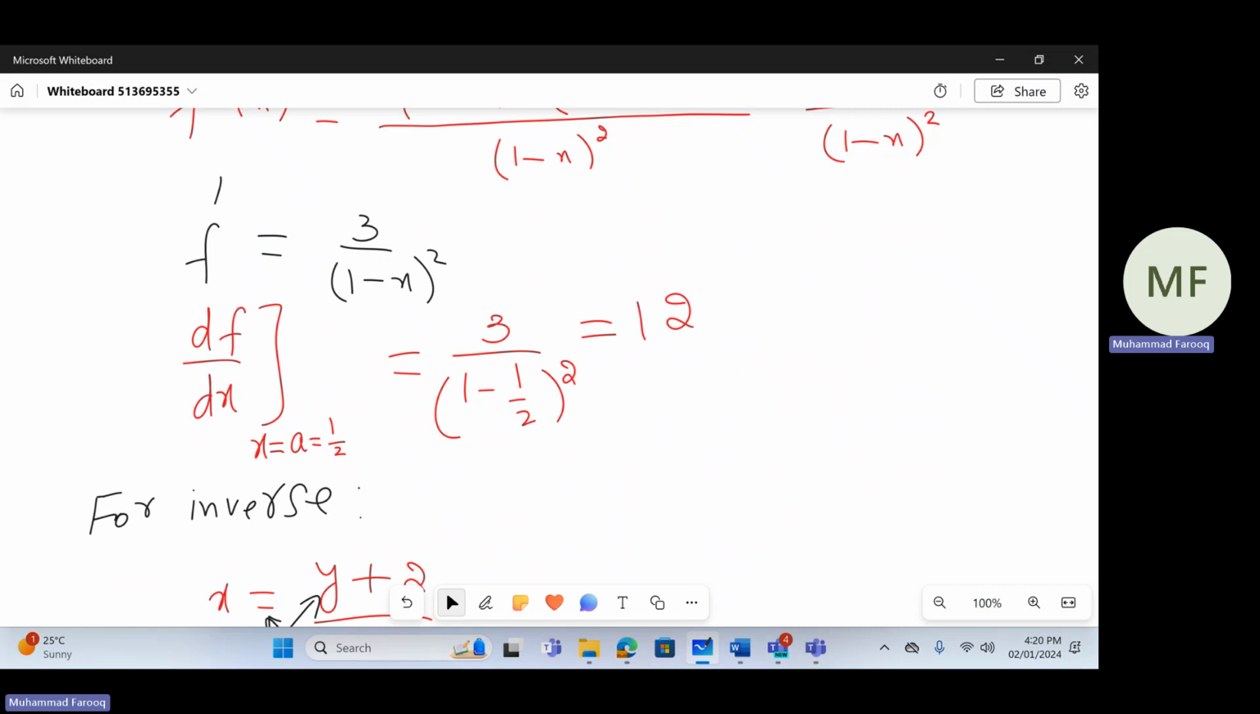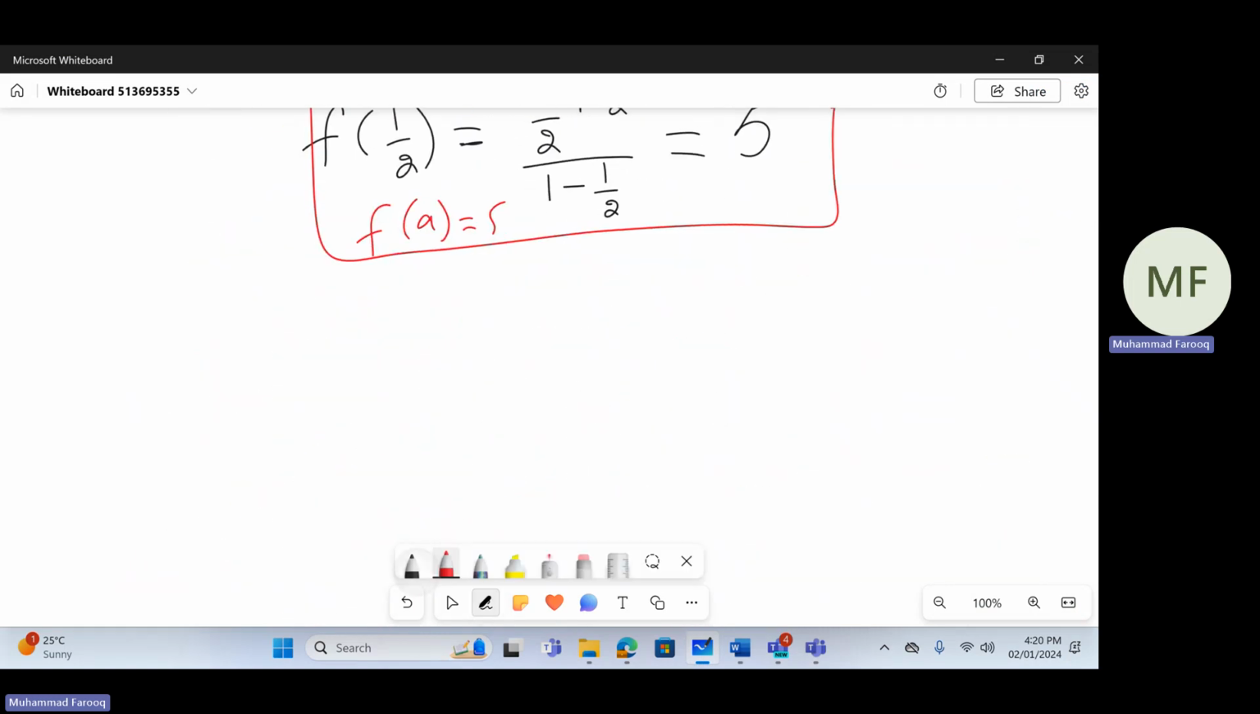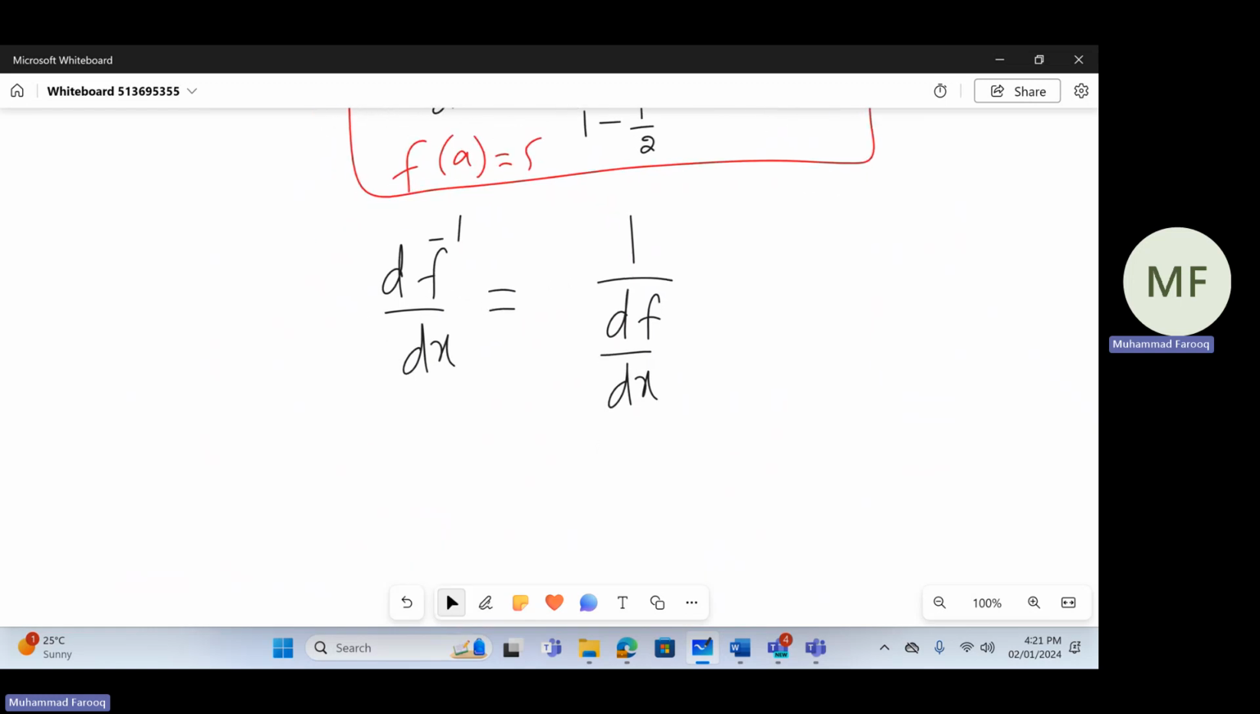So look at it, please. Now we have to verify. Okay, I write the property. The property says the inverse function derivative is basically the reciprocal of the function derivative. Okay, it is understood. This is at f of a, and this is at a.